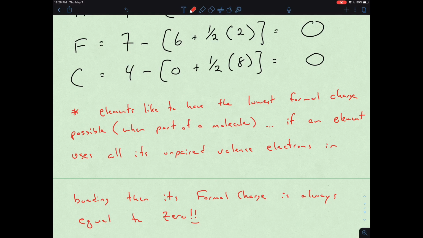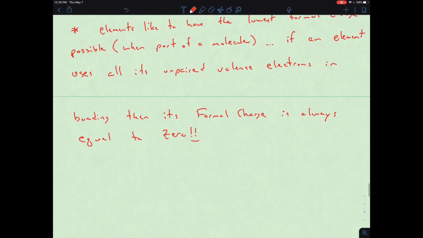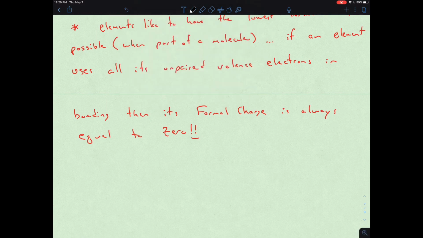If an element uses all of its valence electrons, in terms of those valence electrons being unpaired, then it always has that 0 formal charge. You can go through the calculation many, many times, but you always will come back to that same realization that, oh, it's actually 0 if I use the unpaired valence electrons. So that's an example of calculating it, just as far as some rules that are involved.